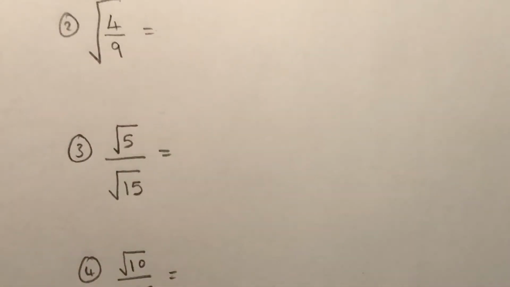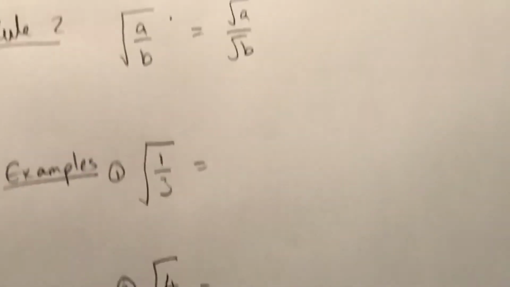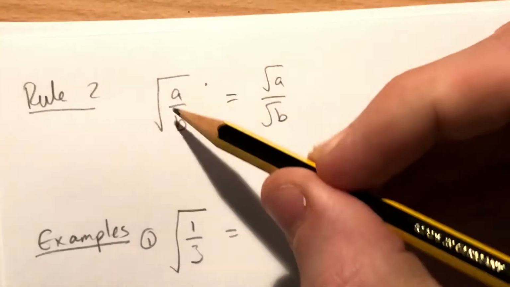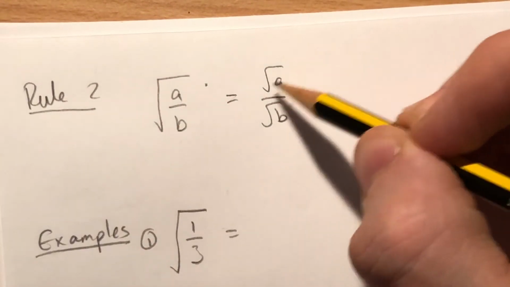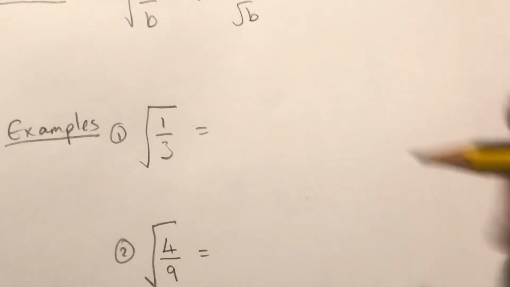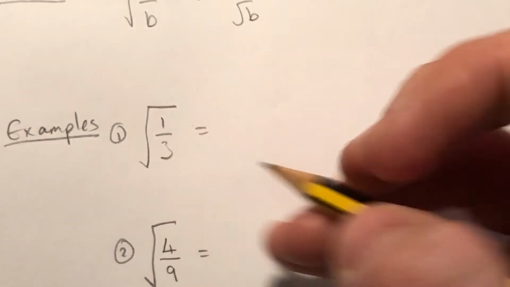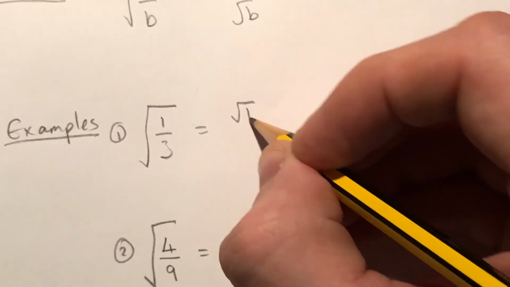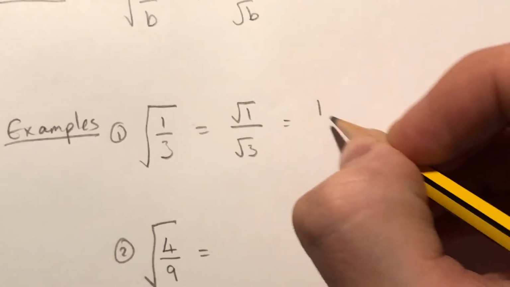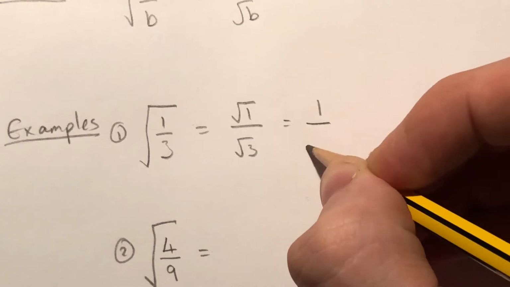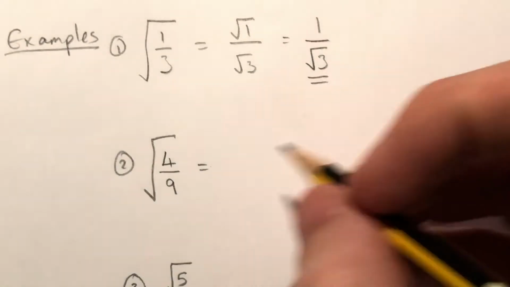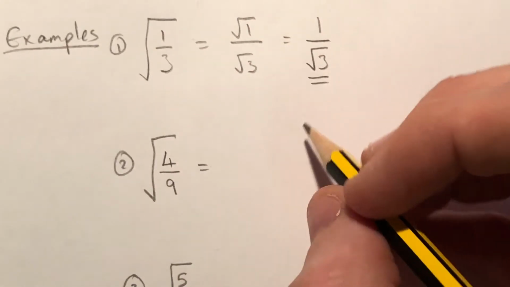Right, rule 2, we'll get this done as well in one video. If I have the square root of a fraction, like this, I could say it's the square root of the top over the square root of the bottom. So, looking at this first example of the square root of 1/3, I could rewrite this as root 1 over root 3. Well, root 1 is just 1. Root 3 is a surd. I cannot change it any further. 1 upon root 3.